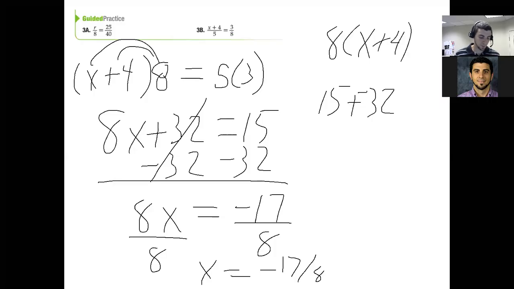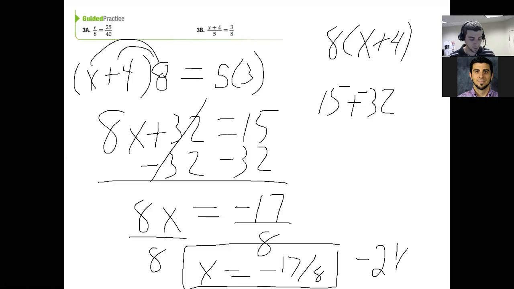Okay? And that reduces, if you put it in decimal form, to negative 2.125. Or as a mixed number, it'd be negative 2 1/8, because 8 goes into 17 twice with 1 left over. But leaving it as an improper fraction in simplest form is good enough.